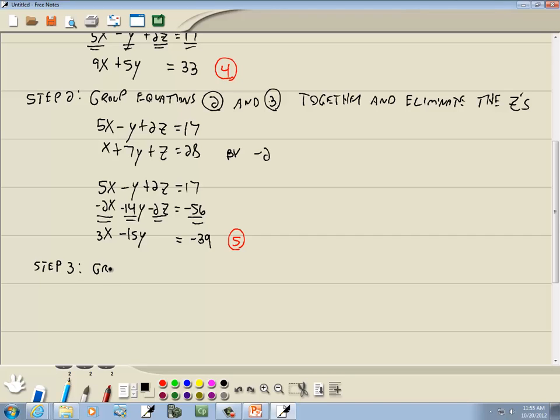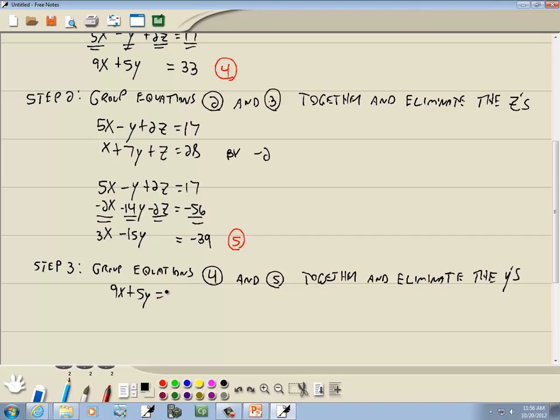So step 3. Group equations 4 and 5 together and eliminate the y's. Okay, so equation 4 was up here. It's 9x plus 5y equals 33. And this one is 3x minus 15y equals negative 39.